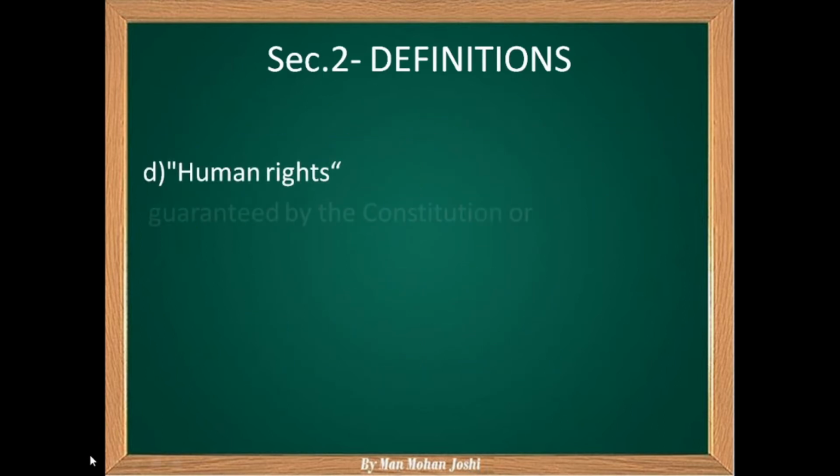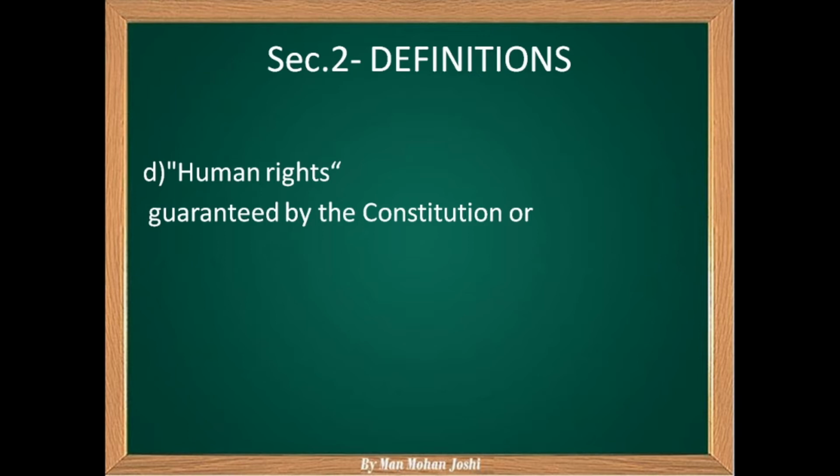So let's see what human rights means. The term is defined in section 2 of the particular act. It says that human rights means the rights relating to life, liberty, equality and dignity of the individual, and which is guaranteed by the Constitution of India. This phrase says that every fundamental right is a human right.